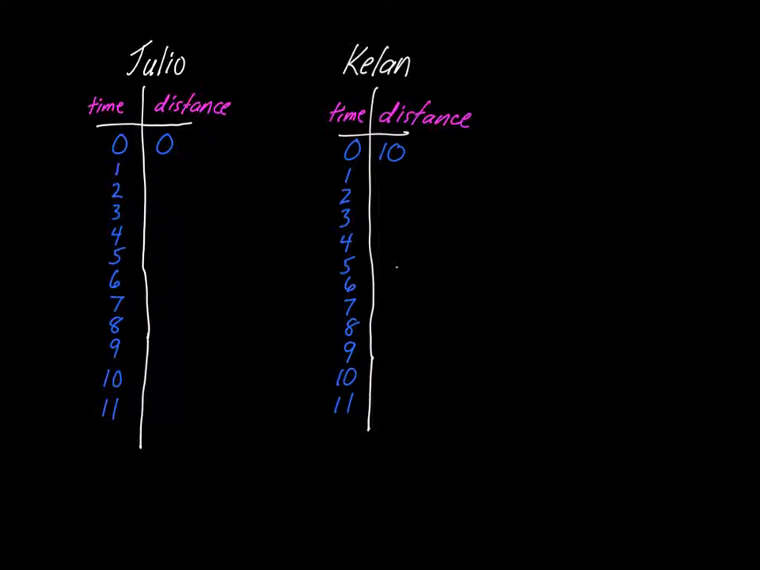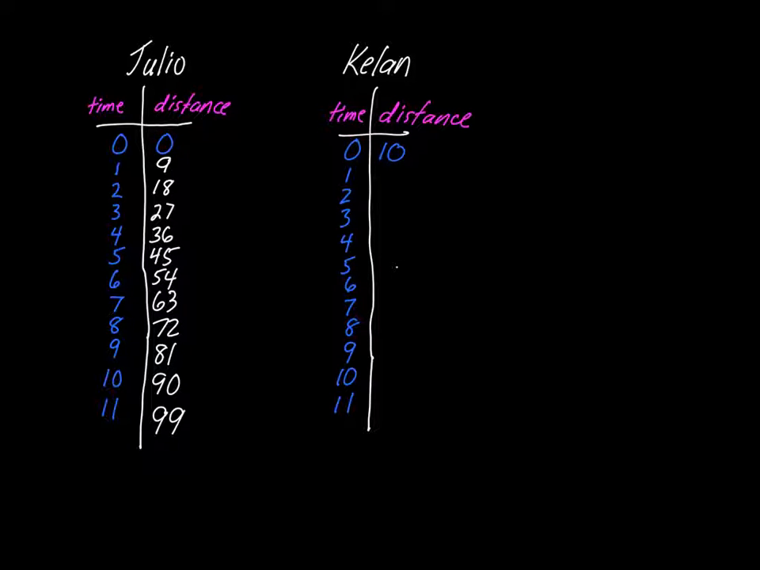So Julio, every second, is running 9 yards. So we would just go 9, 18, and we basically start skip counting because we're just doing our 9 times tables. 45, and I continued on through 11 seconds where he actually completed the race and went too far. Now Kellen, I'll do the same thing.